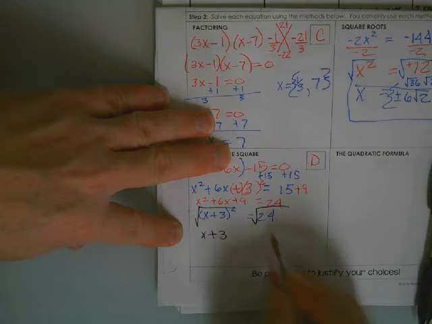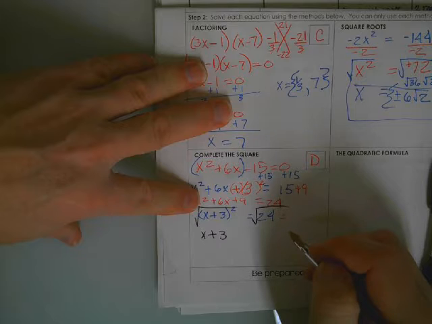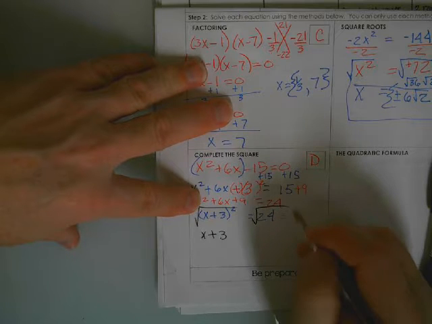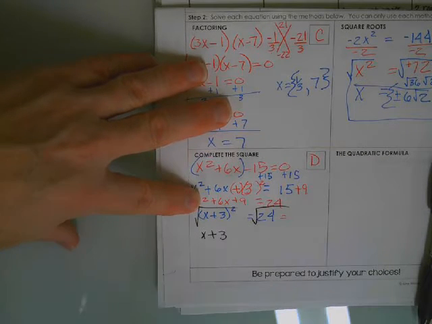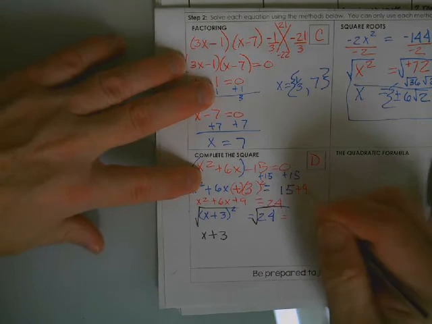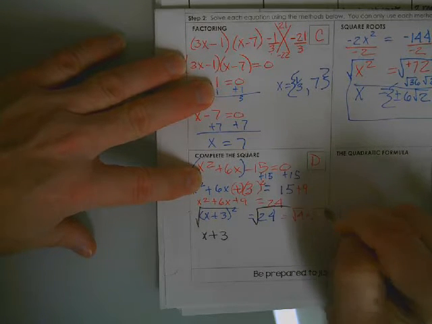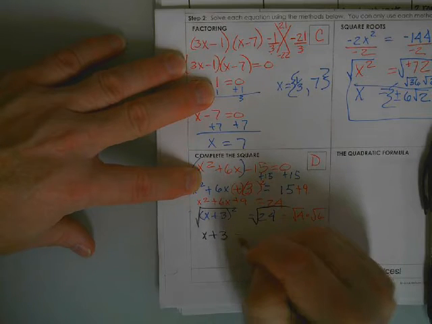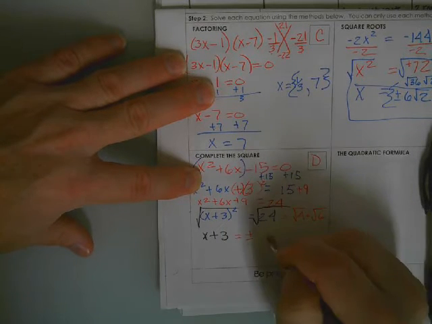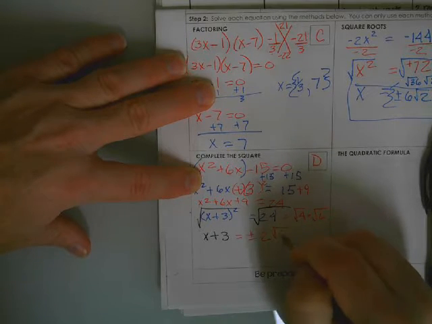The square root of 24, I'm going to factor 24 into any perfect square factors. 8 isn't a perfect square, 4 is. So 4 and 6. 6 doesn't have a square root, but 4 does. So that's equal to plus or minus, the square root of 4 is 2, and we can't take the square root of 6.